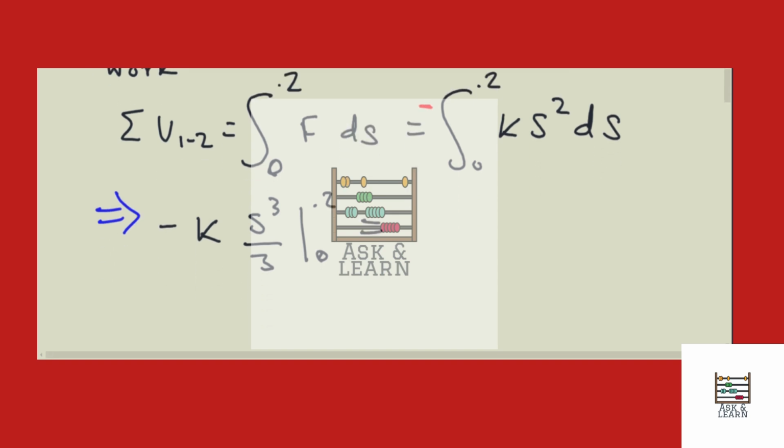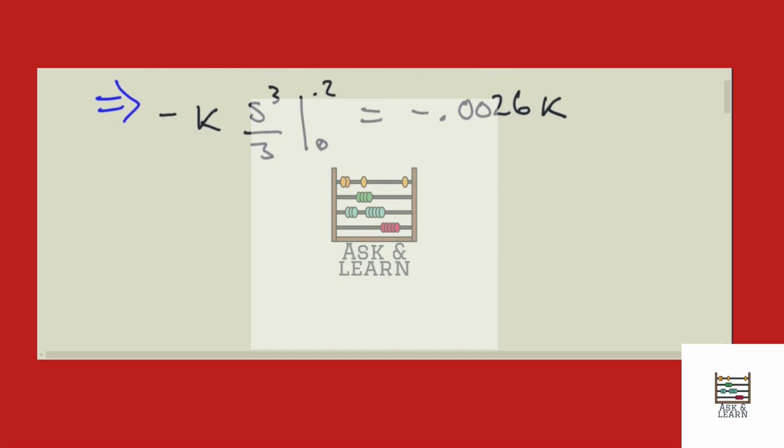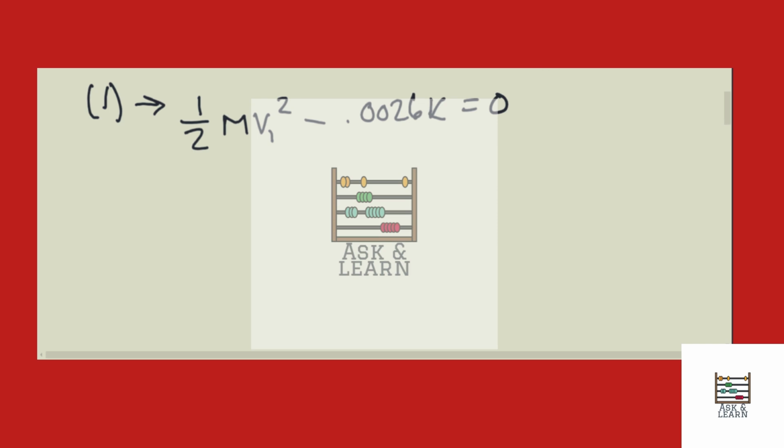So when you plug in 0, you get 0. When you plug in 0.2, you get minus 0.0026 times K. And now we can plug this back in to our equation 1. So we still have the initial kinetic energy, 1/2 m v1 squared, minus this work, 0.0026 K, equals 0. So you can move the work to the other side.